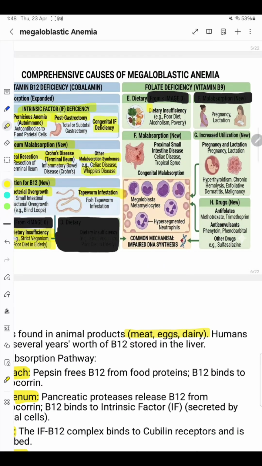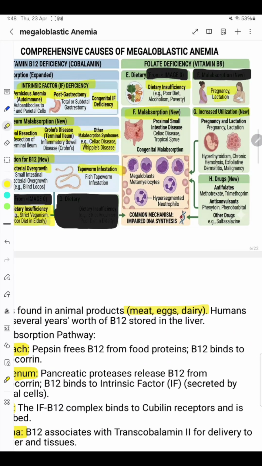Folate deficiency can be due to dietary insufficiency or increased utilization, which is seen in pregnancy and lactation, malabsorption syndromes, and some conditions like hyperthyroidism, malignancies, chronic hemolysis, and exfoliative dermatitis. Some drugs like antifolates, anticonvulsants, and sulfasalazine also impair DNA synthesis and result in megaloblastic anemia.